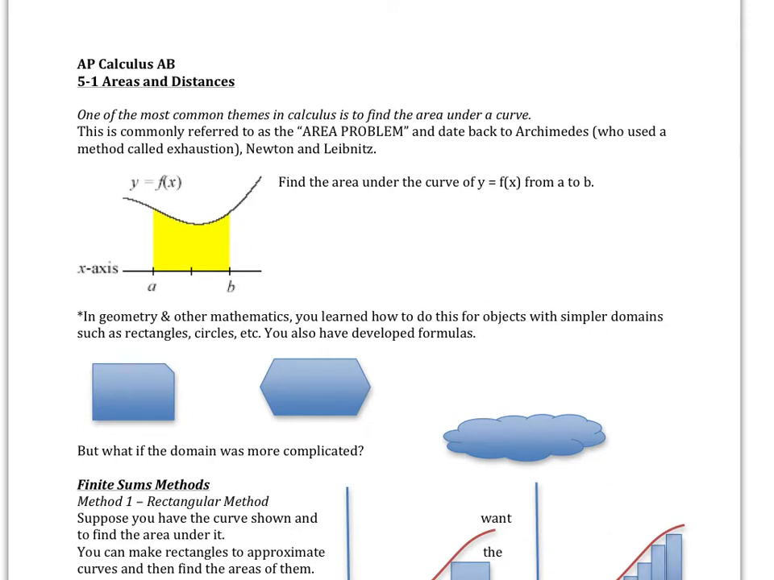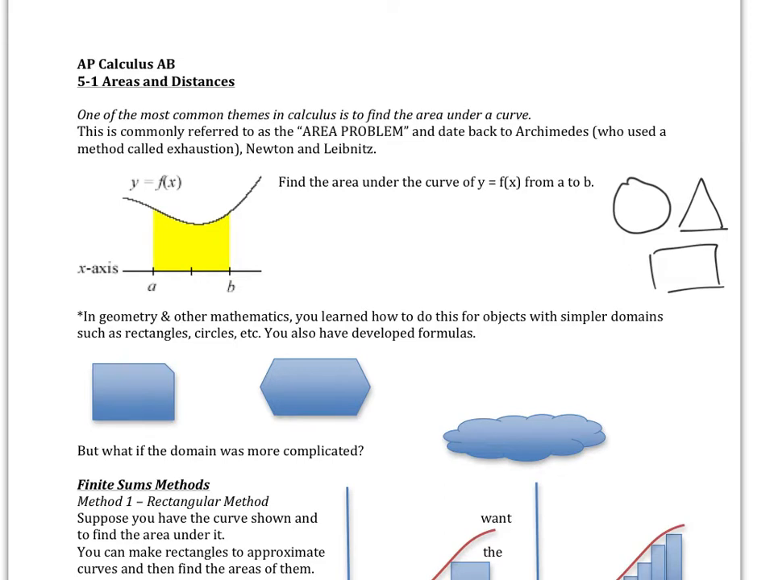But what if it wasn't a shape we are accustomed to? What if it wasn't a circle? What if it wasn't a triangle? What if it wasn't a rectangle? What if it was some weird shape like this, where I'm finding the area from this point to this point underneath this curve? Well, there's got to be a way to do it.